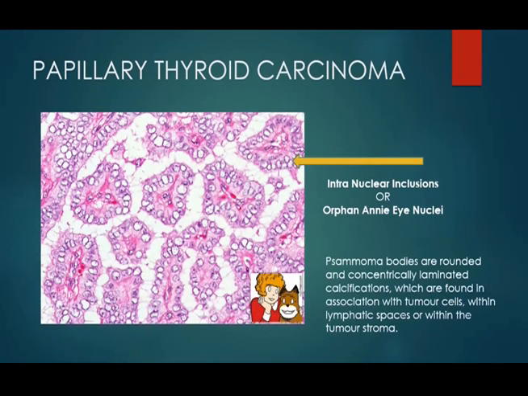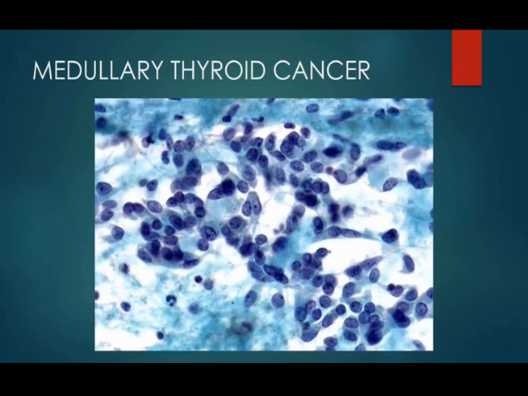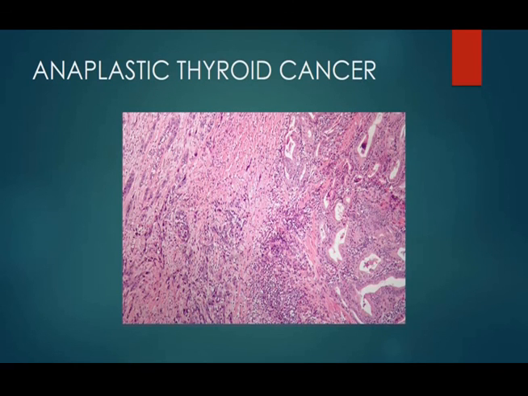Cytologically, the papillary carcinoma can be diagnosed by the presence of psammoma bodies and orphan Annie-eyed nuclei. Medullary thyroid cancer can be diagnosed by spindle-shaped cells with eccentric nuclei and intranuclear inclusions as shown in the image. The calcitonin stain also comes positive for medullary thyroid carcinoma. Anaplastic thyroid carcinoma shows extreme cellular pleomorphism, hence it is poorly differentiated category. It has multinucleated giant cells also present.